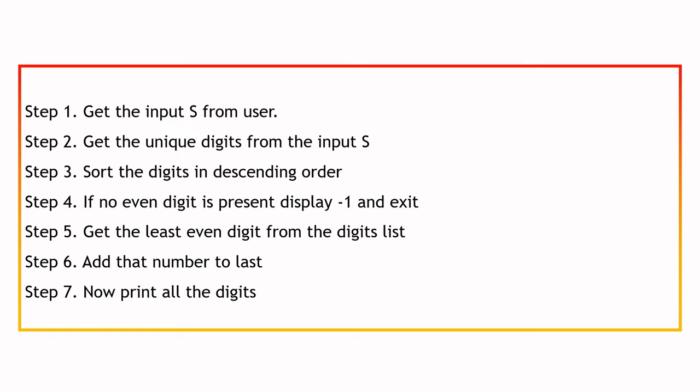Okay, let's quickly see the algorithm. Get the input and get the unique set of digits in the input string. Sort the digits in descending order. If there are no even digits, then just print -1 and exit. Else, get the least even digit, put it at the last and print all the digits. So let's see the two approaches.